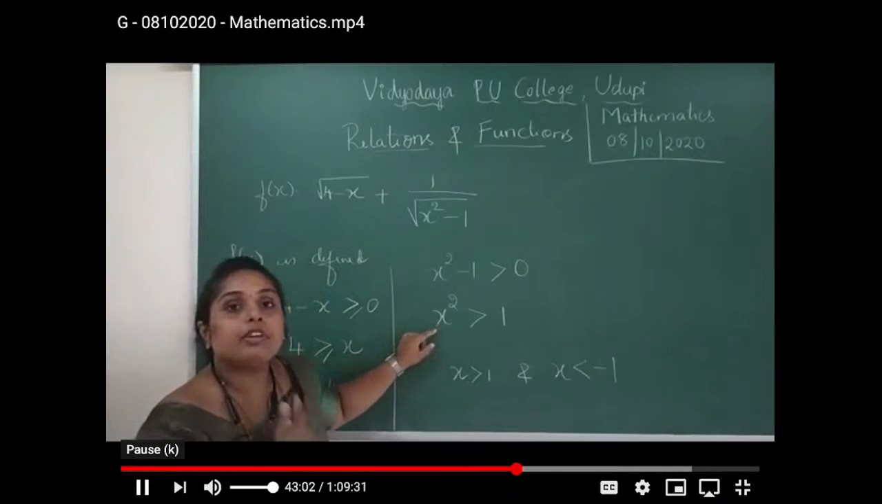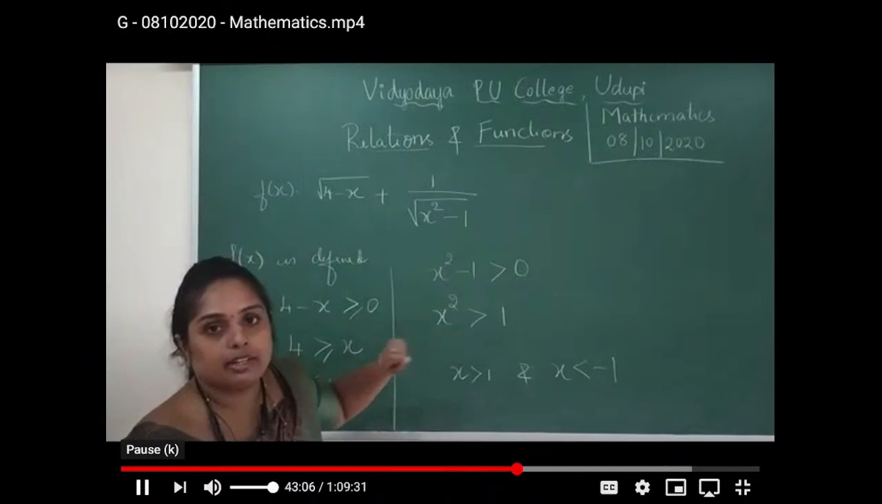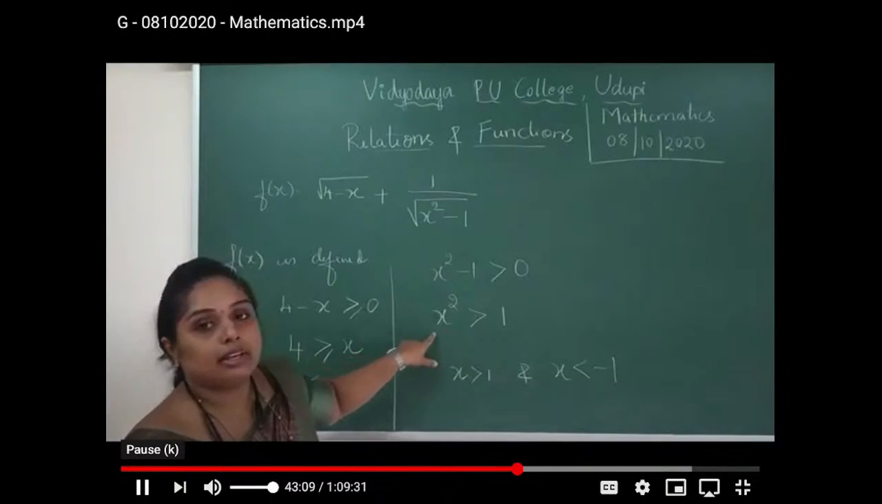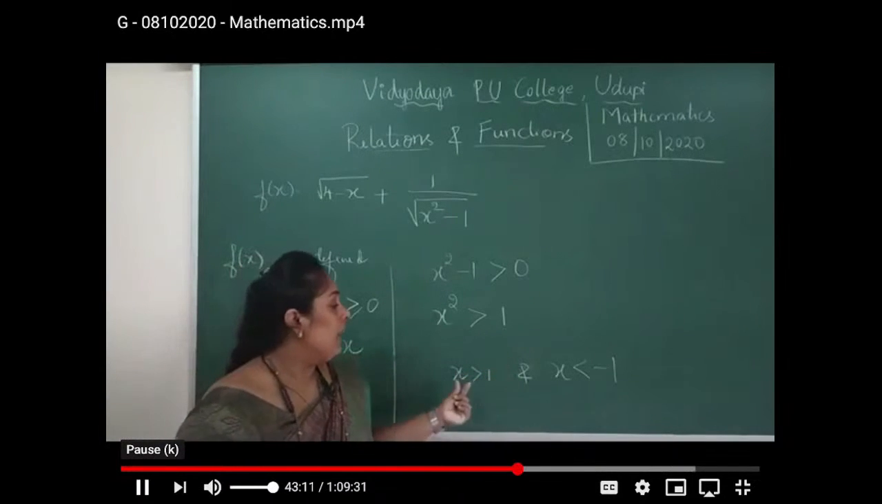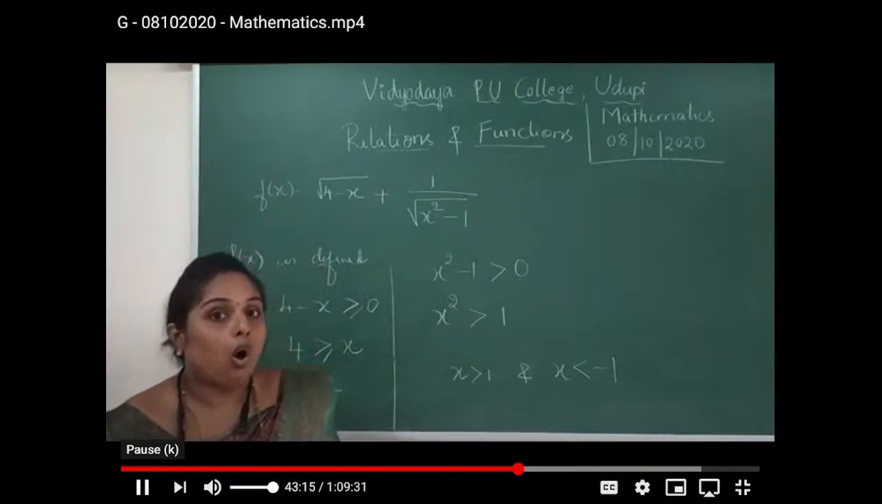What value will I substitute in the place of x? It will be greater than 1. Put x equal to 2 and see. 2 square is 4. 4 is greater than 1. 3 square is 9. 9 is greater than 1. Okay. If x is greater than 1, then x square is greater than 1.